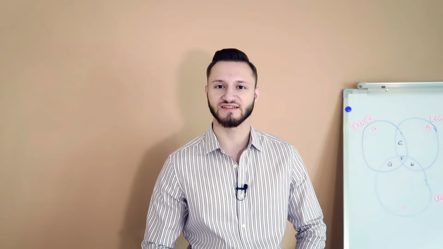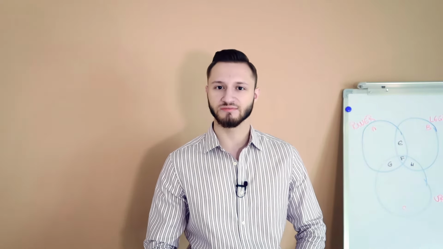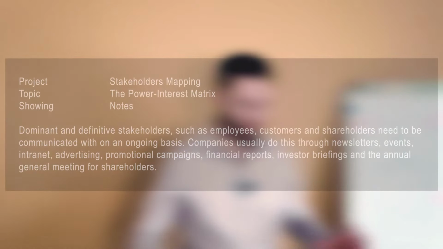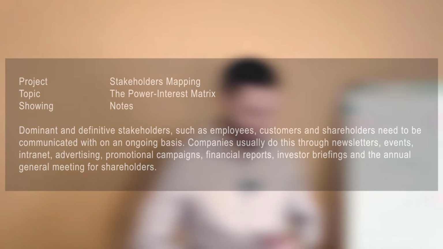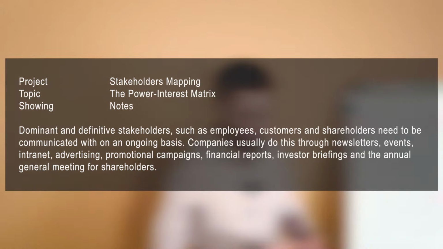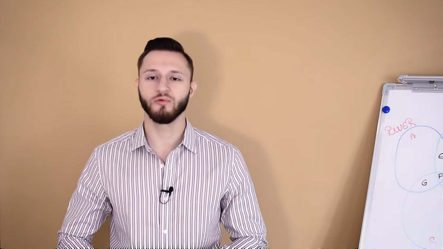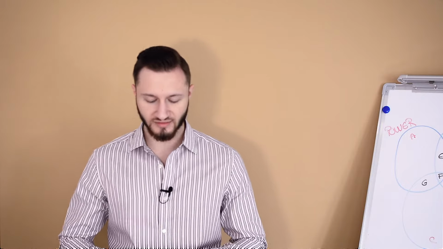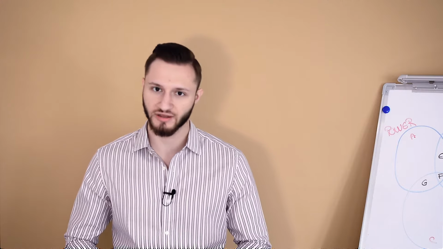plans, and they already have a sense of the message that they will transmit and how to communicate with these groups. For example, dominant and definitive stakeholders such as employees, customers, and shareholders need to be communicated with on an ongoing basis. Companies usually do this through newsletters, events, intranet advertising, promotional campaigns, financial reports, investor briefings, the annual general meeting for shareholders, and so on. When we think about the latent stakeholders, so the dormant stakeholders, the demanding and the discretionary stakeholders, the companies don't usually invest a lot of resources in communicating with them.